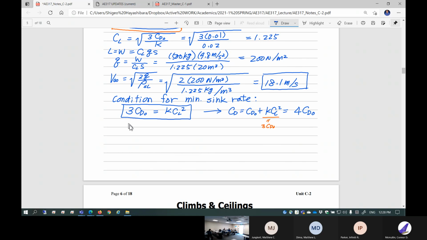Okay? So how much drag does it have? CD times Q times area. Yes, this is 0.04. In other words, CDO is 0.01 times 4 is 0.04. That's CD, times dynamic pressure 200 Newton per meter square. Area is 20 meters square. Drag is 160 Newton. This is the drag.